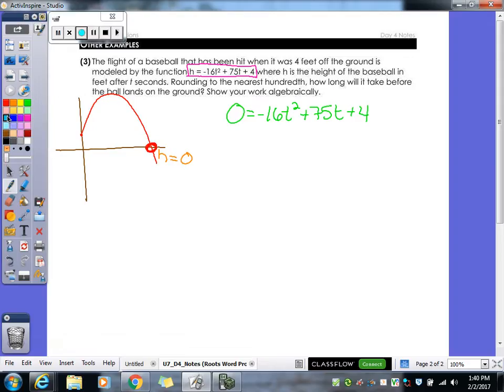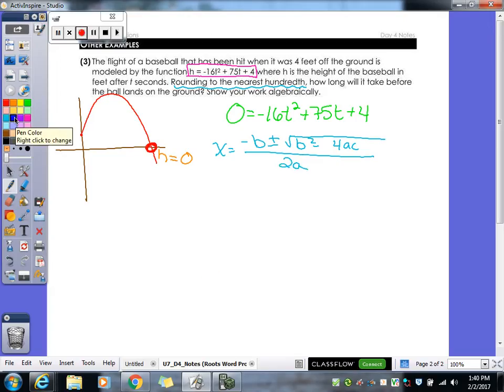So now for this one, because they told me to round to the nearest hundredth, that's my hint that I have to use the quadratic equation. This one's not going to be factorable. So just like we did on our quiz, x equals negative b plus or minus square root b squared minus 4ac all over 2a. So hopefully you guys got that question right on your quiz.